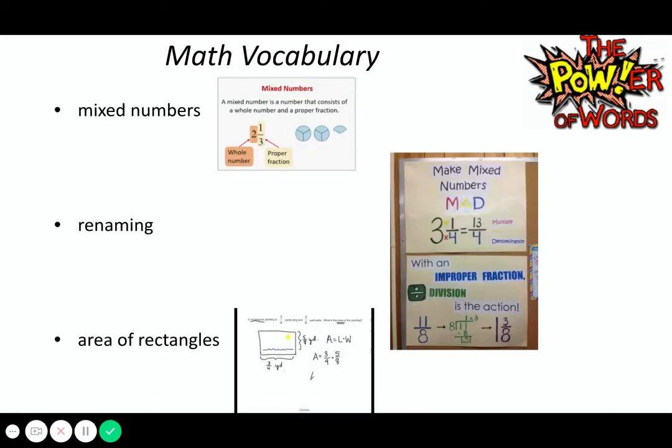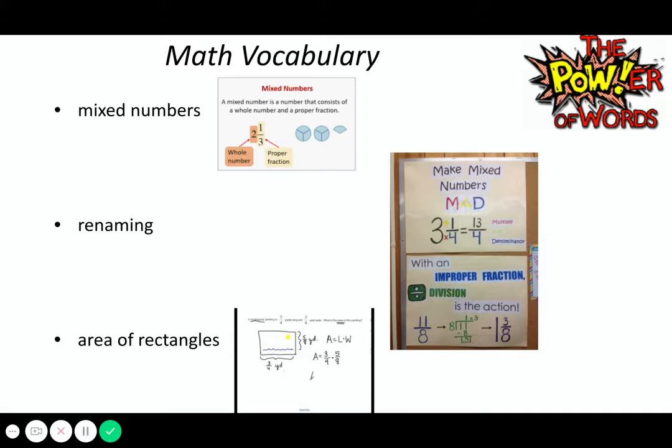Okay, moving forward, the next 3 words are a review of terms that we have looked at in the past. So here we have mixed numbers again. You have your whole number part and then a fractional part. Together, you have a mixed number. The next word, renaming. If you look to the right, you'll see an image that shows you how to rename mixed numbers to improper fractions. And then the bottom of that image shows how to take an improper fraction and rename it to a mixed number. Please take time to review both images.